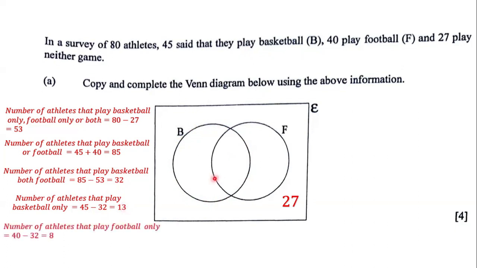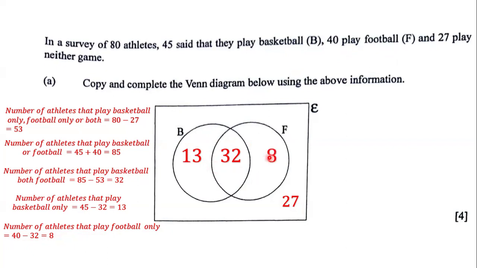Now we need to find football only. And we know that 40 play football. So the number of athletes that play football only is going to be 40 minus 32. And 40 minus 32 is definitely 8. And so let's put all these numbers in. We know that 27 play neither sport. We know that 32 play both basketball and football. We know that 13 play basketball only, and we know that 8 play football only.